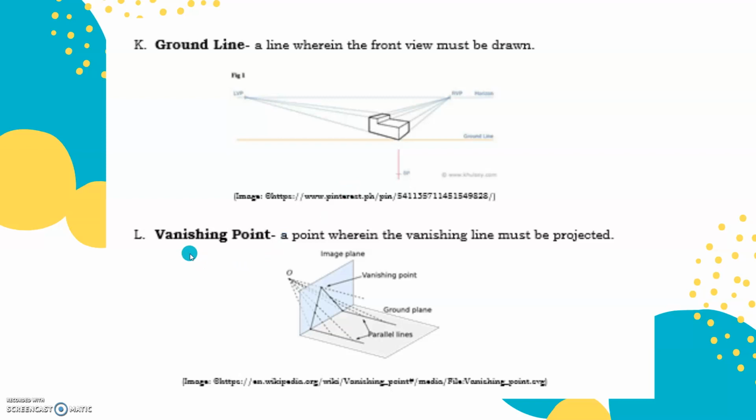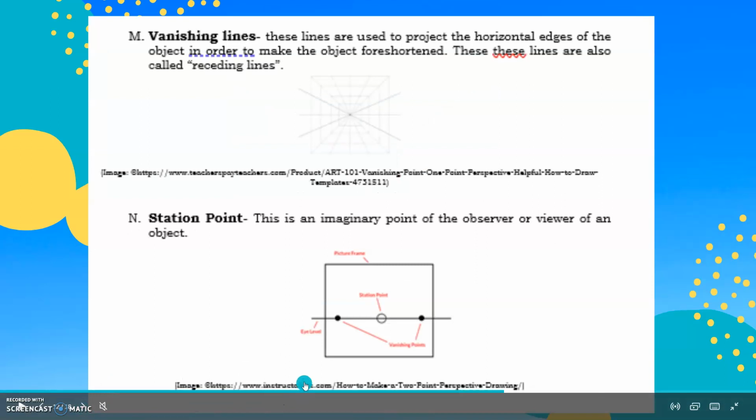So next to that is the vanishing point, the point wherein the vanishing line must be projected. Okay, so vanishing line. This is the vanishing point wherein the ground plane and the parallel lines meet, producing the broken line. Next, we call it the vanishing line.